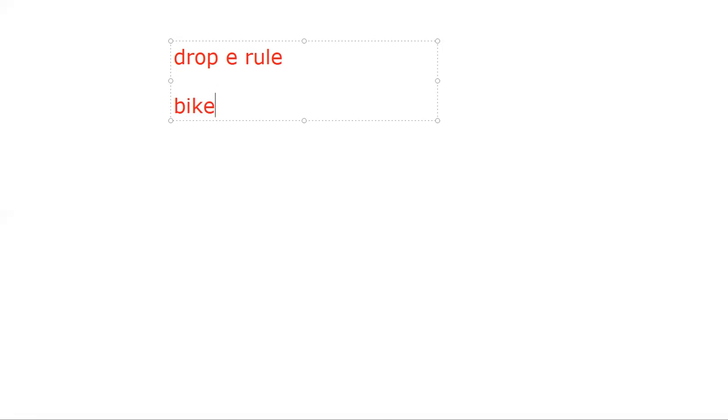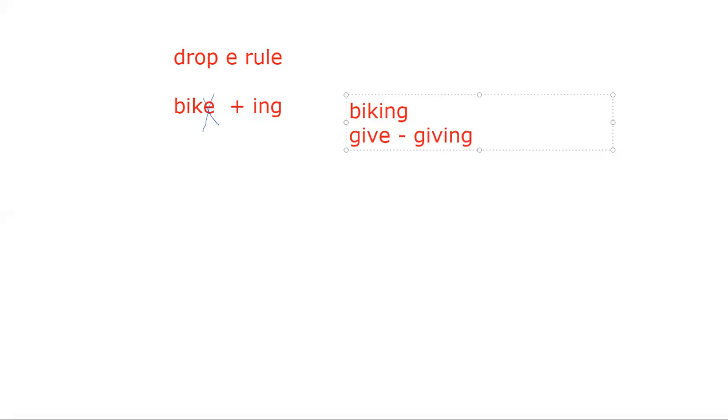So E is silent. Now when you have to add the suffix ing, then you will have to drop this E. So what will be the spelling now? Biking. Can you give some more examples? Give, it will be giving. So E will be dropped, right? So this is the drop E rule.